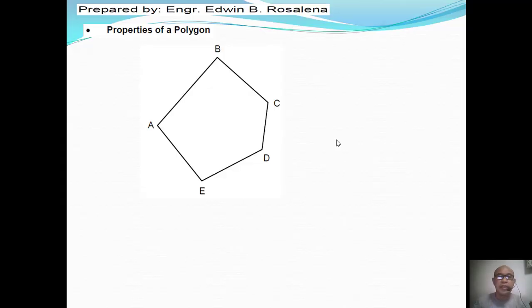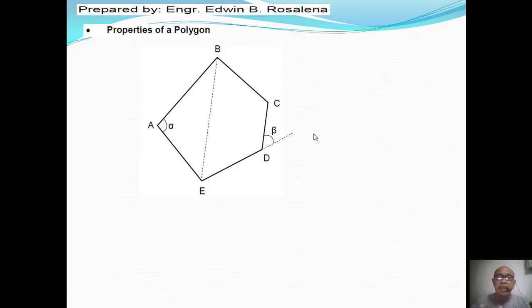Number one, if we are given a polygon, we have an interior angle. A here, or alpha, is an interior angle. We have also interior angles at B, at C, and so on. Again, there are as many angles as many sides. Then we have also an exterior angle, let us say angle beta. An exterior angle is defined as the angle between one side and the prolongation of the other side, and that is measured outside the polygon.